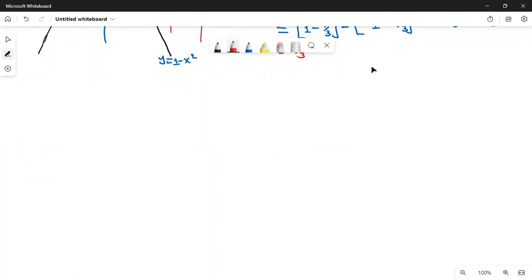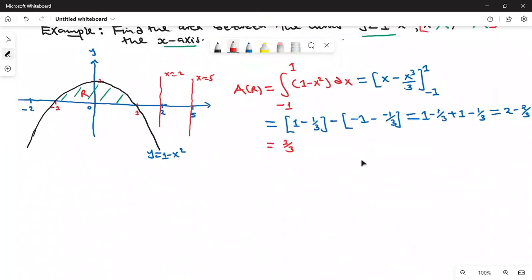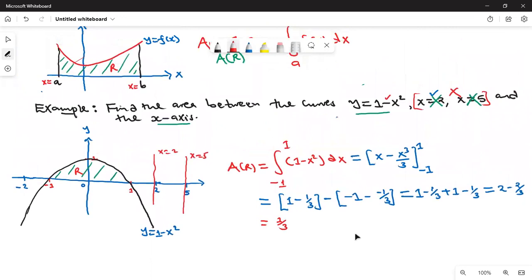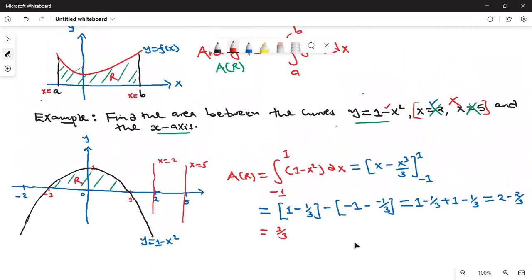And somebody might ask a question, what if we get our area to be negative? What does it mean? When you get your area to be negative, it means that your region falls below the x-axis, on the negative side of the y-axis. So the negative will just tell you where the region is located.